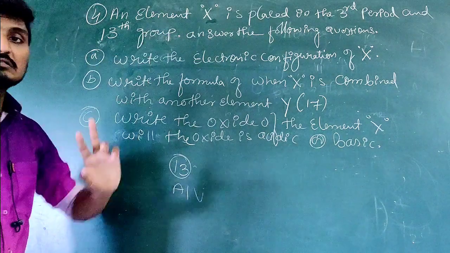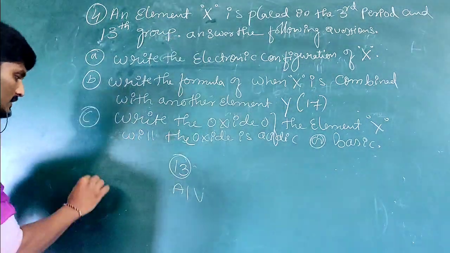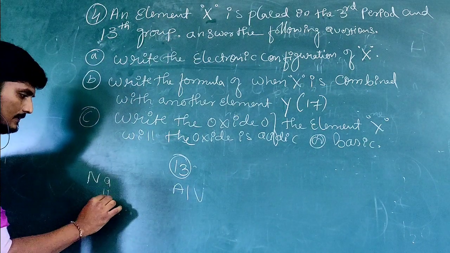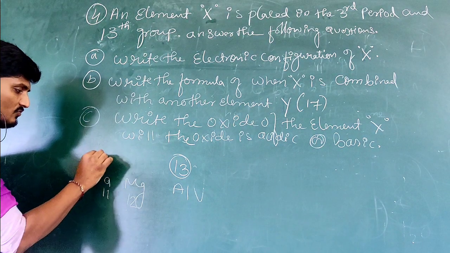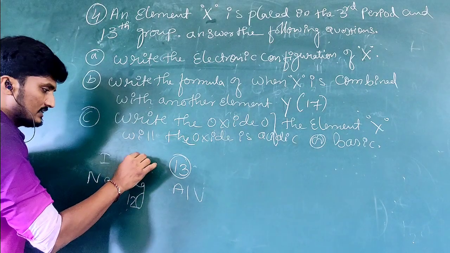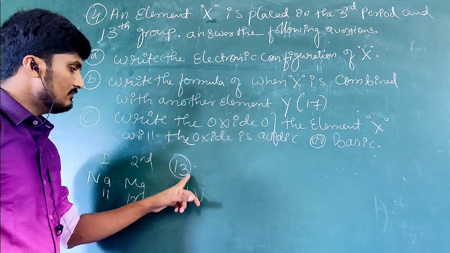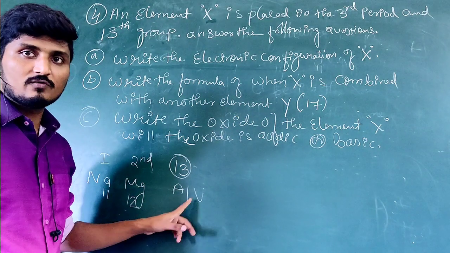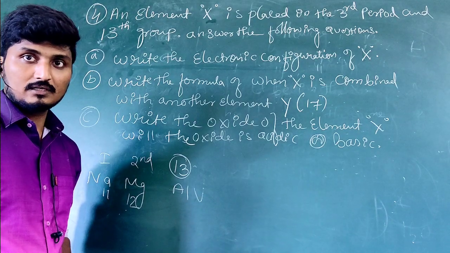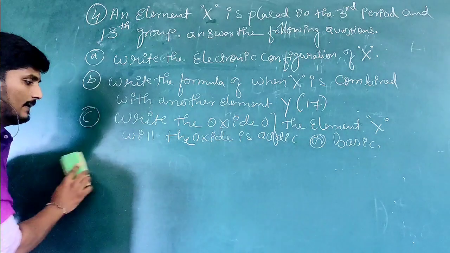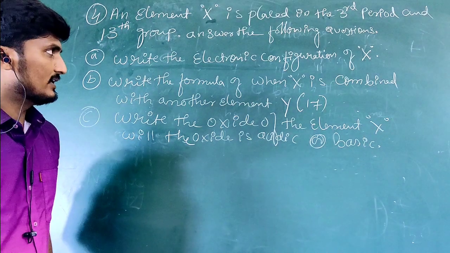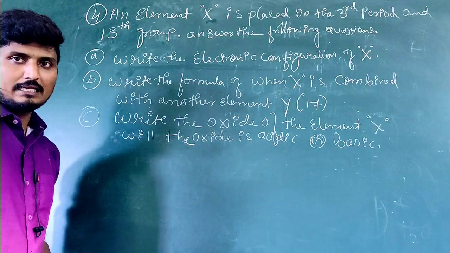See, the third period starts from sodium. So sodium is 11, magnesium is 12. Sodium belongs to the first group, magnesium belongs to the second group, and aluminium is present in the 13th group, with the atomic number 13. Clear? So you got the atomic number of that element. This is the method you can easily find out the atomic number of that particular element.